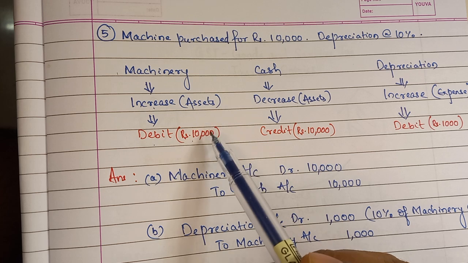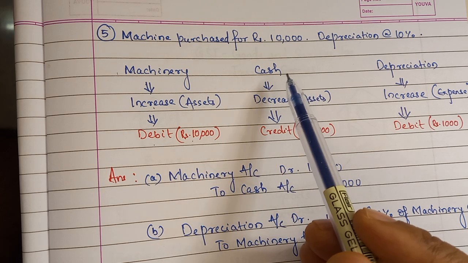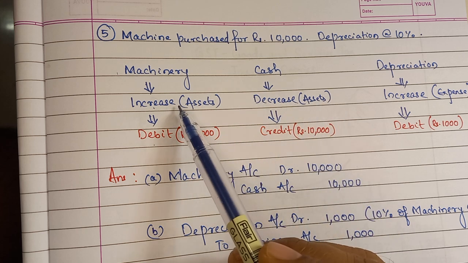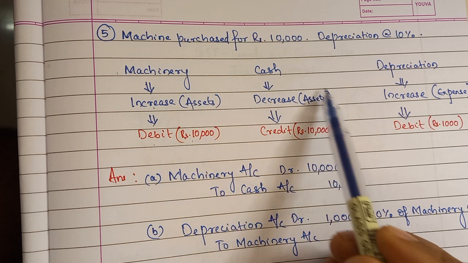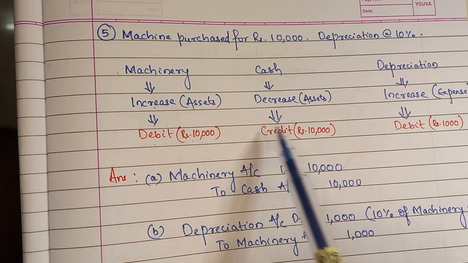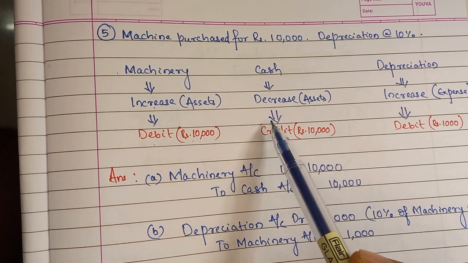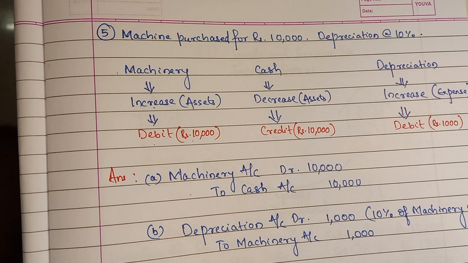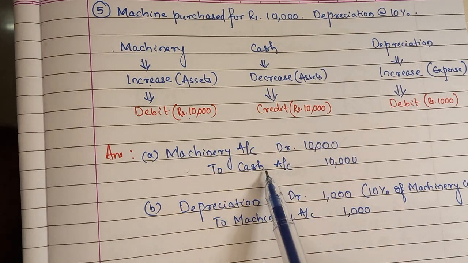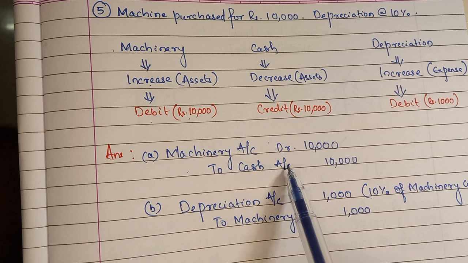Now, to procure this asset, have you paid cash? The answer is yes. If you have paid cash, cash is an asset, right? Here asset was increasing, here asset is decreasing. So decrease in an asset is always a credit, correct? Increase is debit, decrease in asset is credit. So the first entry we are going to post is machinery account debited 10,000 to cash 10,000. Increase in asset, decrease in asset.